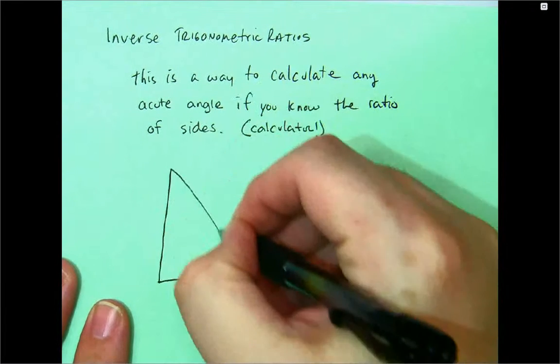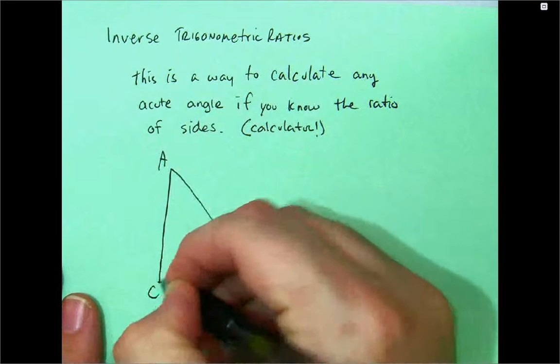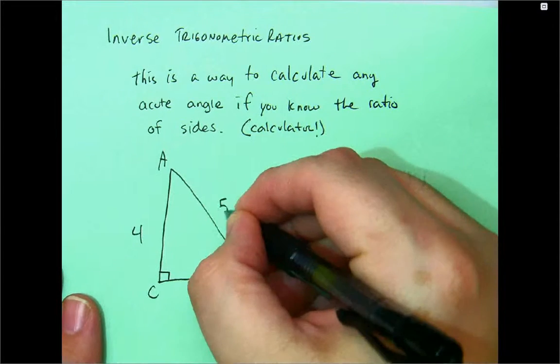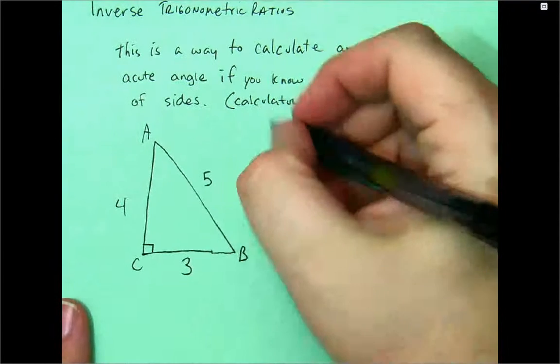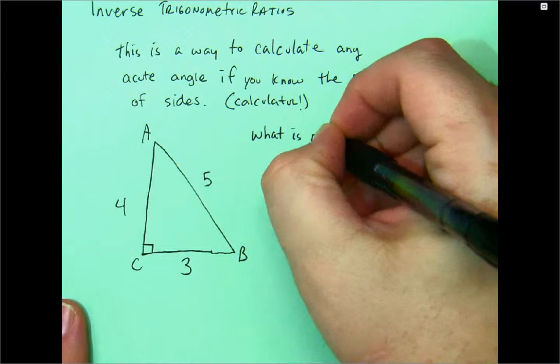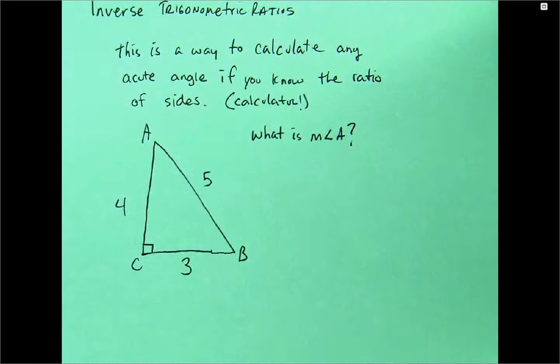Now I'm going to go back to the 3, 4, 5 triangle, and I'm going to actually label it this time. ABC. Let's say that's 3, that's 4, that's 5. And the question is, what is the measure of angle A? This is something that you're going to be asked to do, and probably sooner than later.